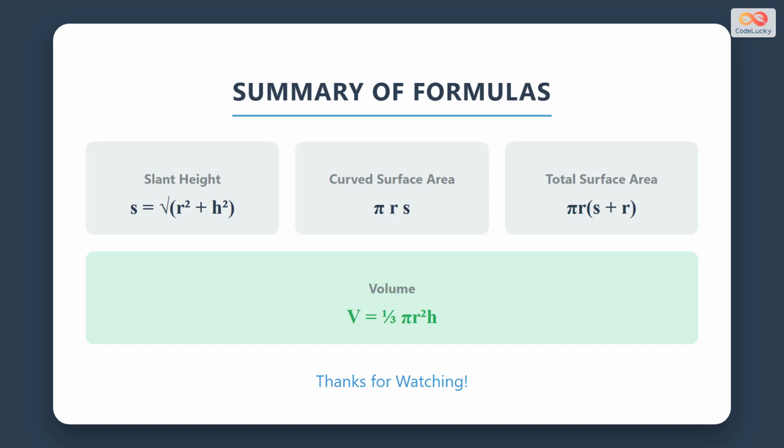Here is a summary of the formulas we have covered. Remember, the slant height s is found using Pythagoras' theorem. The curved area is pi rs, the total area includes the base, giving us pi r times s plus r, and finally, the volume is 1/3 pi r squared h.